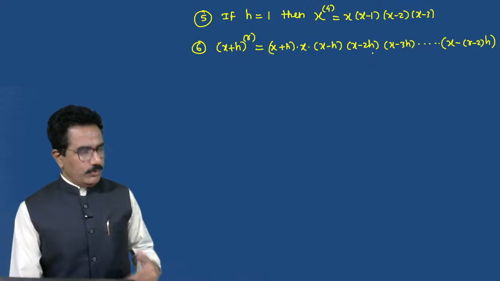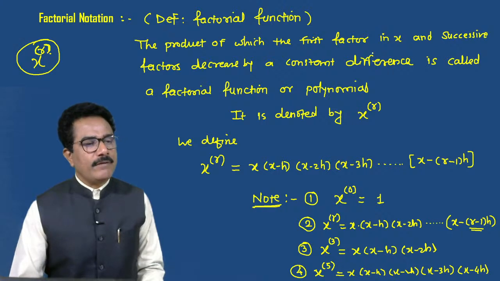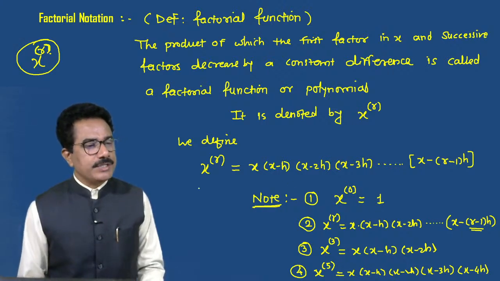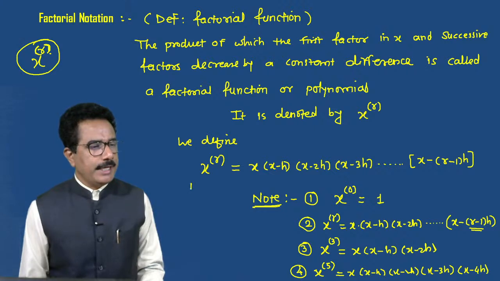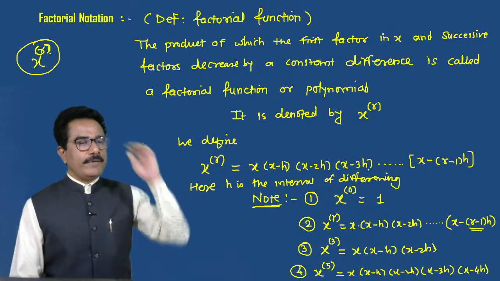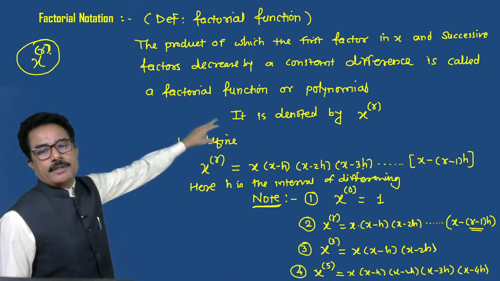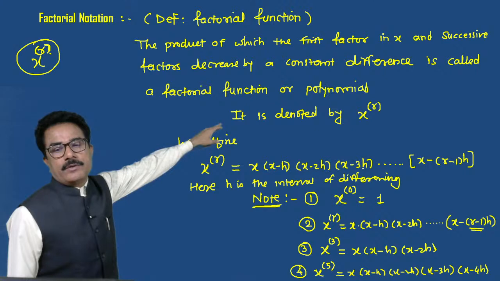Now we have to prove the sum interval. Here h is the interval of differentiating. Write the note here: here h is the interval of differentiating. See, this is the definition of factorial notation. This is the representation of factorial notation.